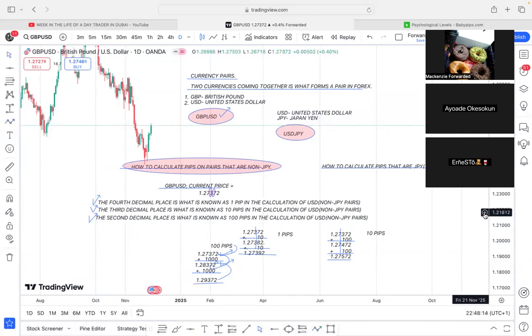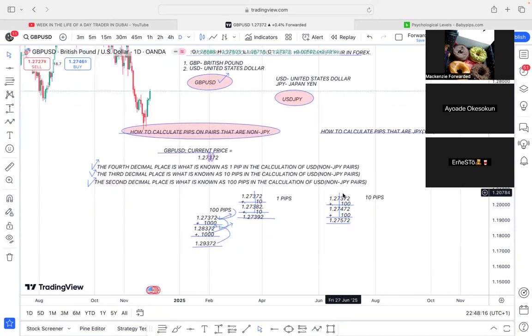So now the last one that I want you to know is the first decimal place. Let me clear this one out. The first decimal place is how to calculate your 1,000 pips. I've dealt with how to calculate 1 pip, 10 pips, 100 pips, and now let's proceed to how to calculate the 1,000 pips. So I'm going to deal with that.